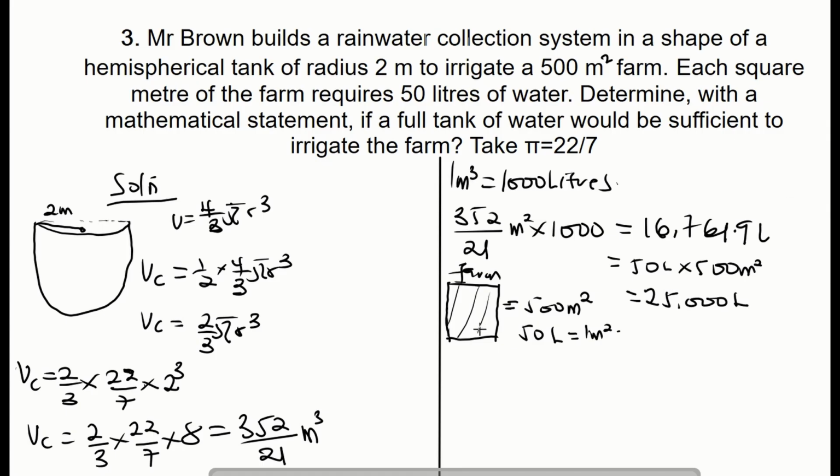But what did we identify earlier? The tank can only hold 16,761.9 liters. But the farm actually needs what? 25,000 liters. So we can see that our 16,761.9 liters is actually less than the 25,000 liters that we are getting. This is actually less than.